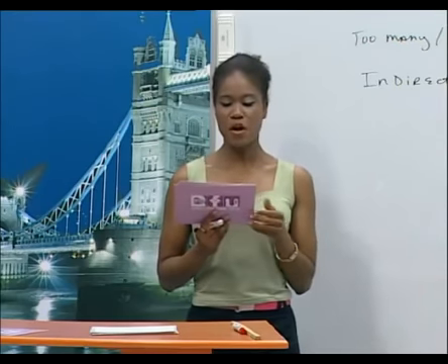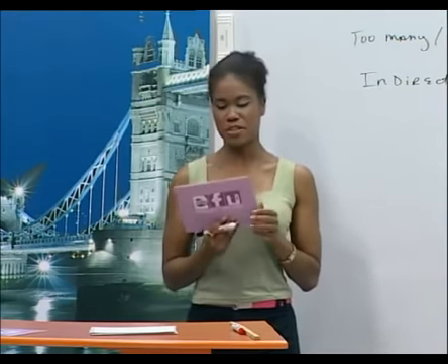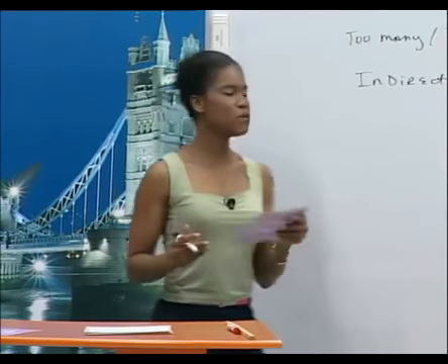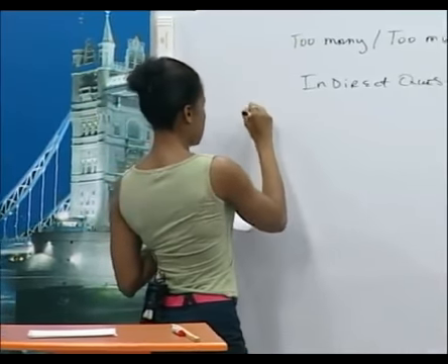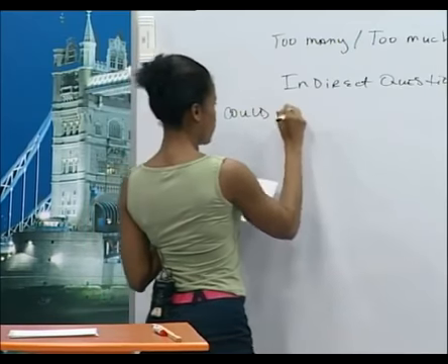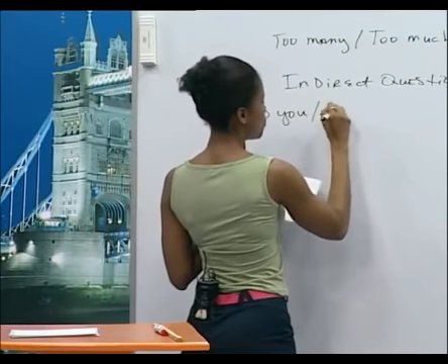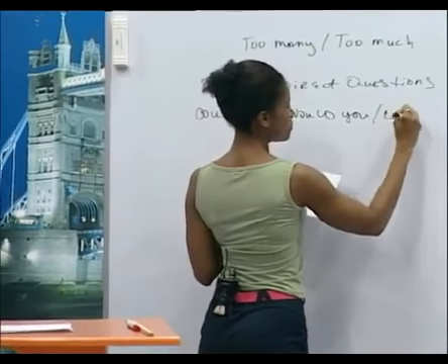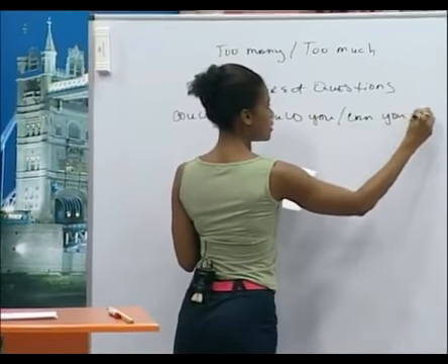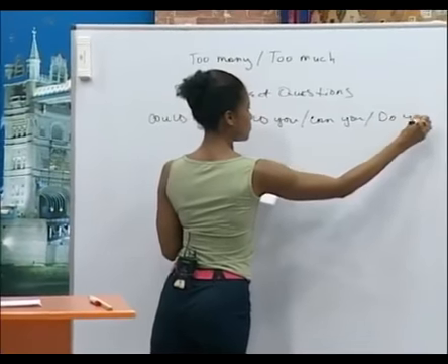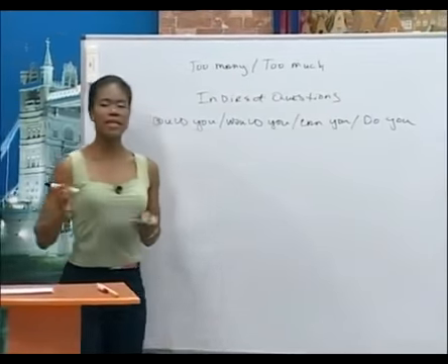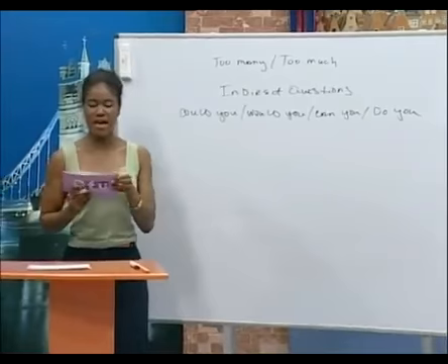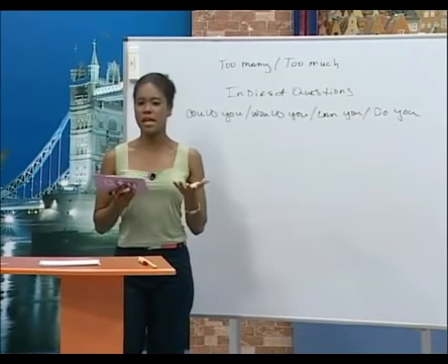Indirect questions are more polite than direct questions. They begin with could you, or would you, or can you, or do you. And please, of course, can be added to make the question even more polite.